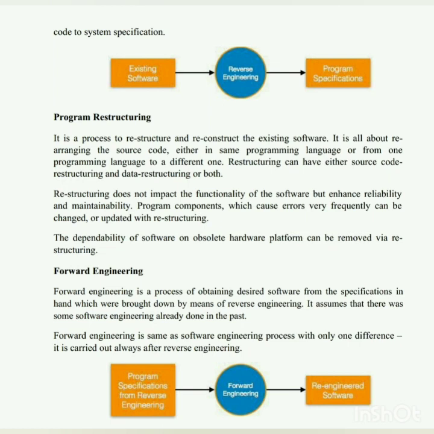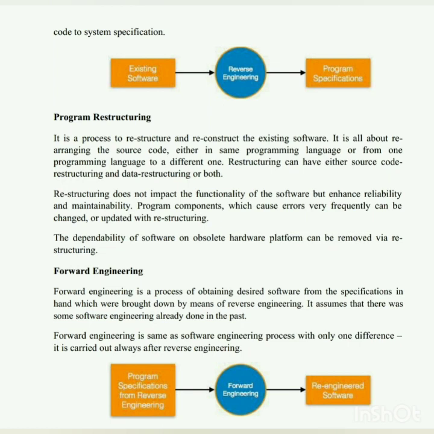Now once we are clear about re-engineering, reverse engineering, and restructuring of the data, the important phase is forward engineering. What is forward engineering? Software engineering and forward engineering are basically the same terms, but what is the actual difference between the two? In forward engineering, we assume that software engineering was already done in the past. That means we assume that software engineering was already applied to the product or application in the past. Forward engineering is the process of obtaining the software specifications in hand, which were brought out by means of reverse engineering.